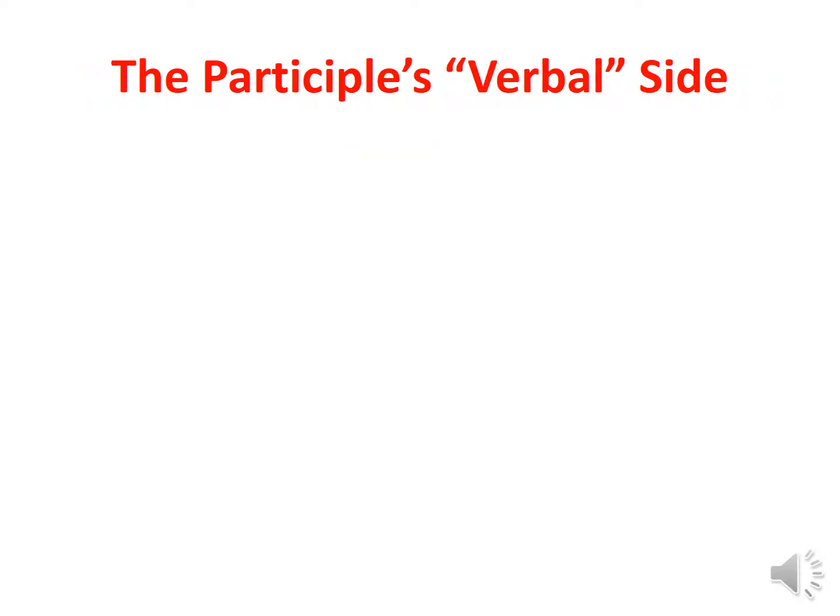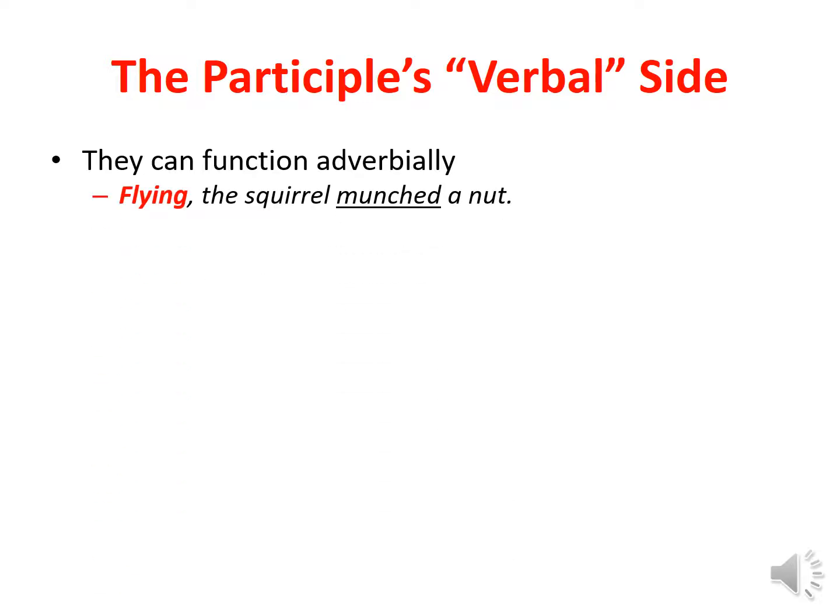Okay, the participle's verbal side then. On the verbal side, the participle can function adverbially, and this is where we see a participle acting temporally or causally. And again, we're going to look at that in greater detail in a subsequent chapter. But here's an English example. Flying, the squirrel munched a nut. So this would be an example of an adverbial participle.